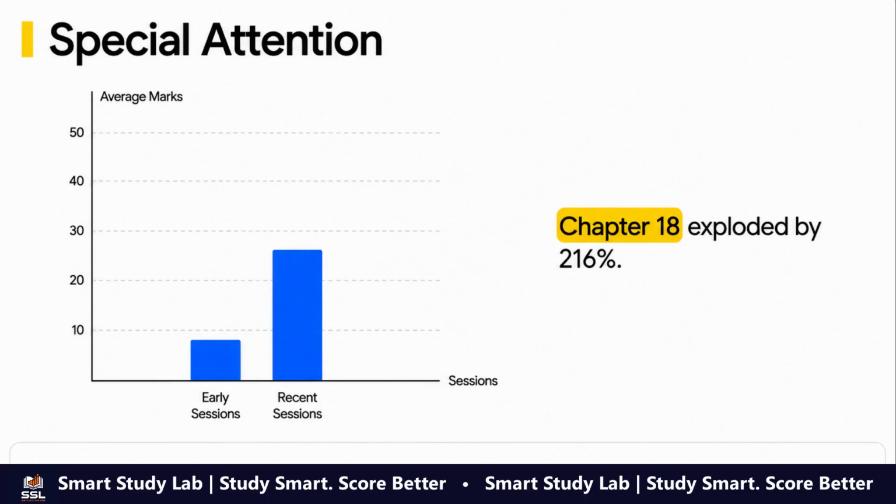Now I need you to pay very close attention here. Let's look at Chapter 18, ITC and Computation of GST Liability. Technically, by total marks, we already know it ranks as a high-tier chapter, but you have to look at its trajectory. In the early sessions, it averaged about 8.3 marks, but in recent sessions, it has absolutely surged to an average of 26.3 marks. Guys, that is a 216% explosion. ITC is the examiner's absolute current priority, which means you have to treat it with near Tier 1 urgency.